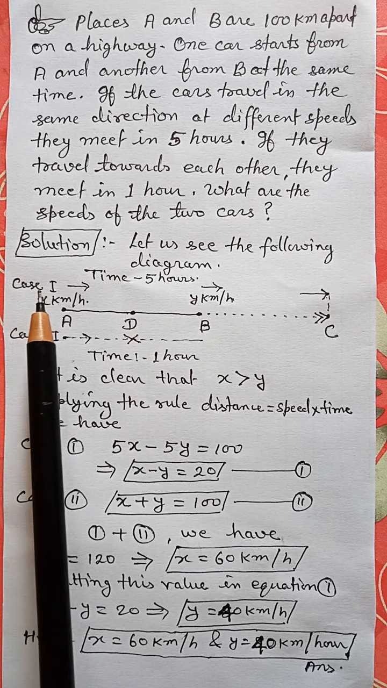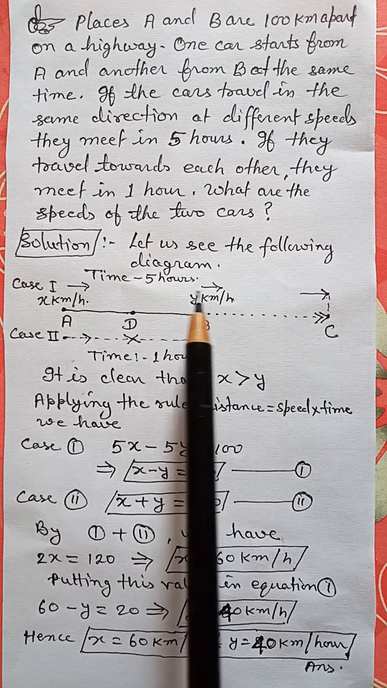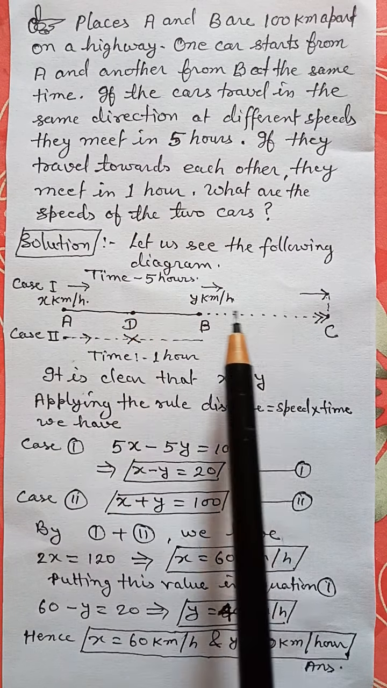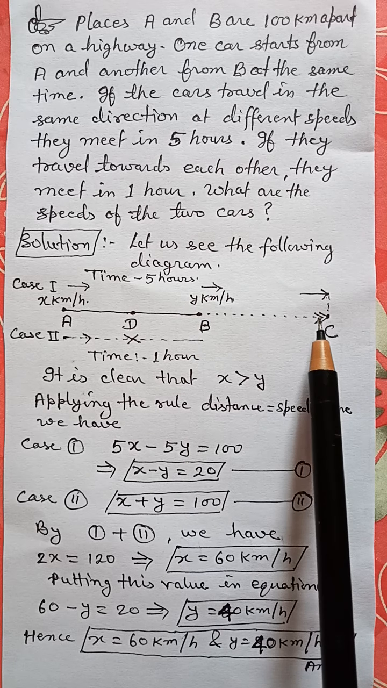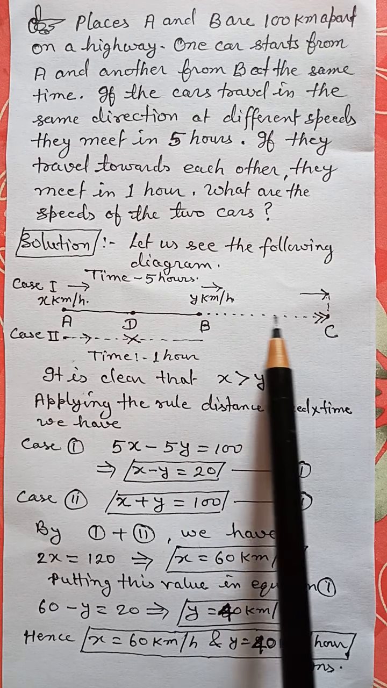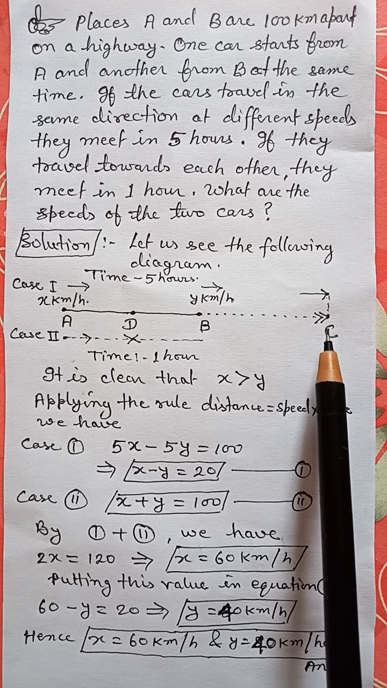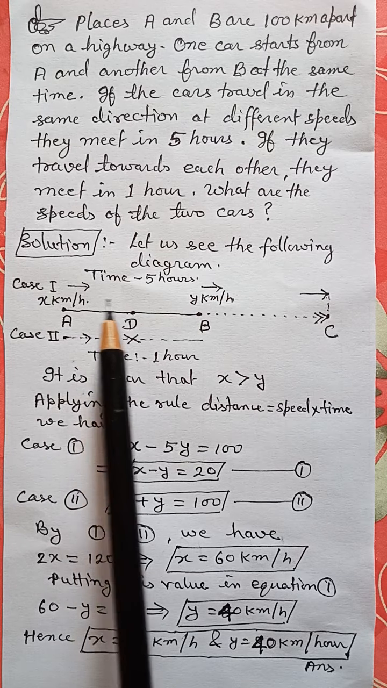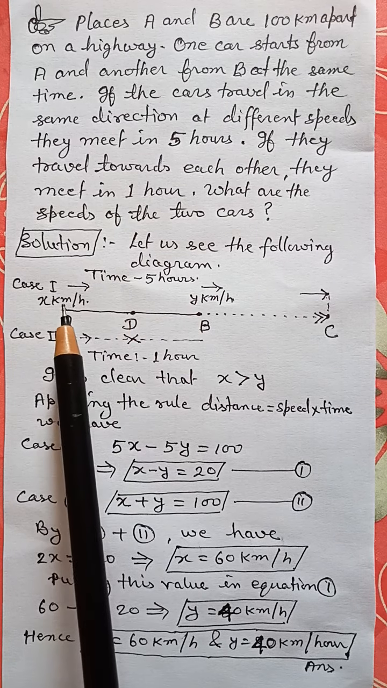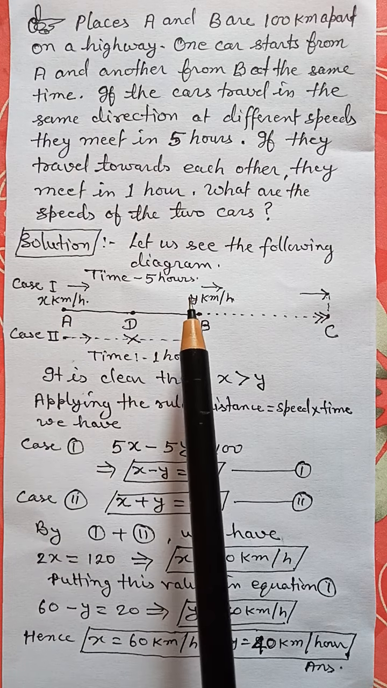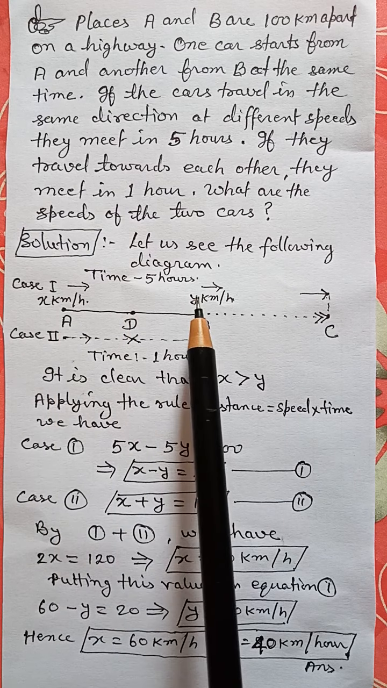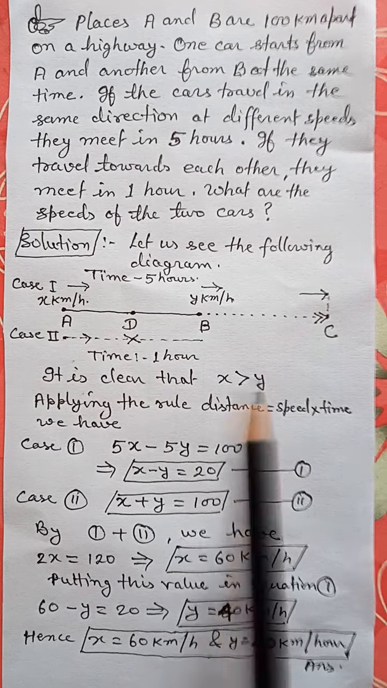Now, the first case is they move in this direction and therefore they will meet somewhere else after this position, suppose C. Now, in this case, clearly the car at A will try to overtake the car at B, and hence the speed x must be greater than y. X is greater than y.